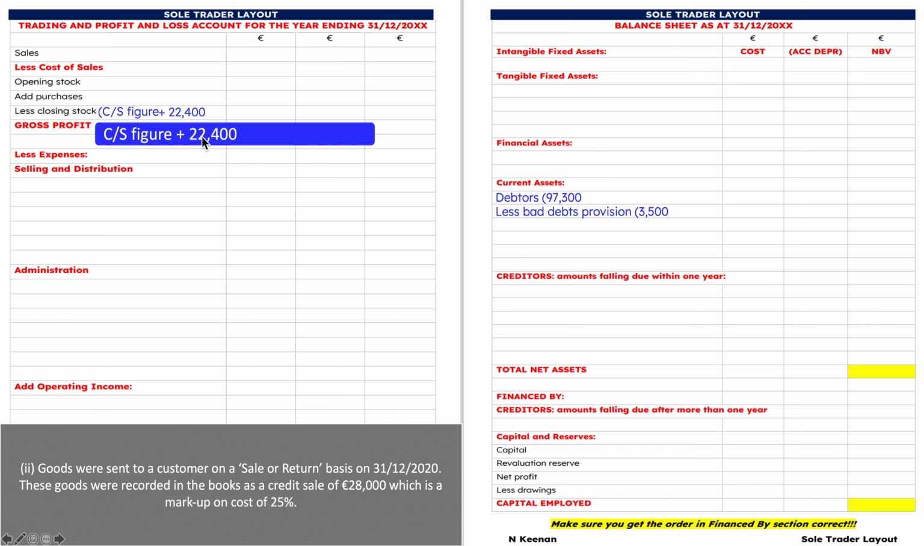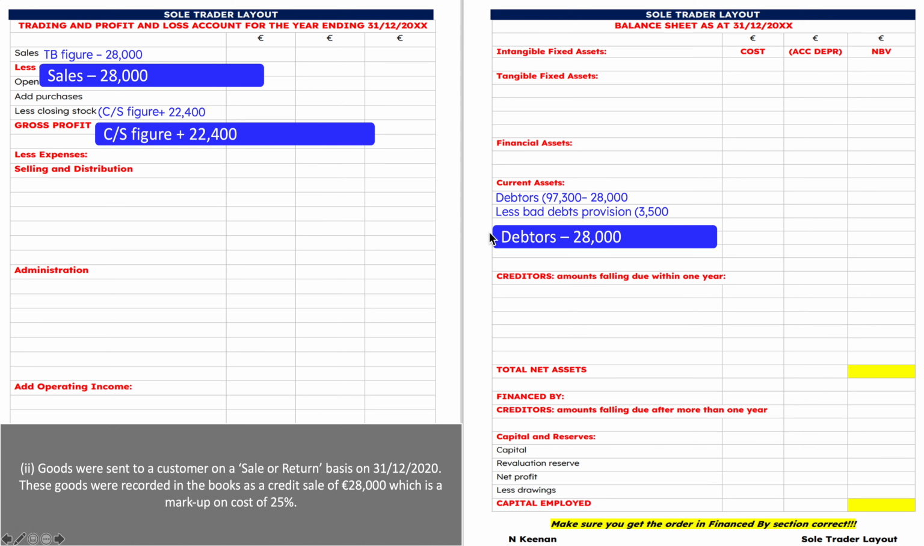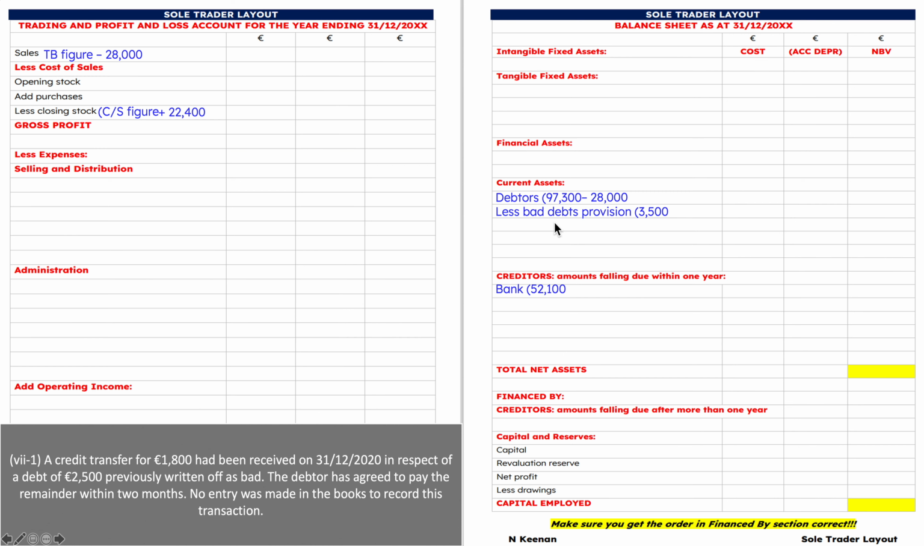So the closing stock here is €22,400. All right, how did I get that? Well, it is the selling price, 28,000, divided by 125 and multiplied by 100, and then we get the cost price. So that is what we do with the closing stock. And then we have the sales minus 28,000 here, and then debtors minus 28,000 here. Closing stock here in current assets will obviously also be affected there.